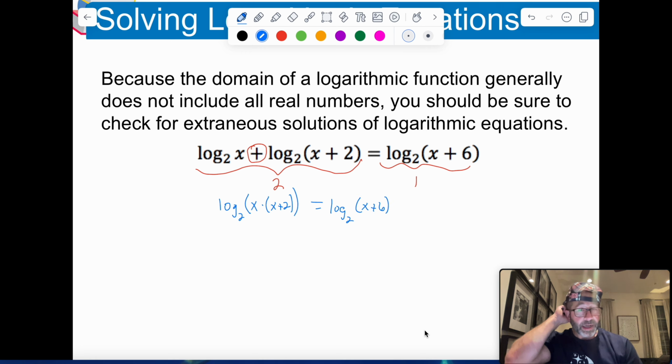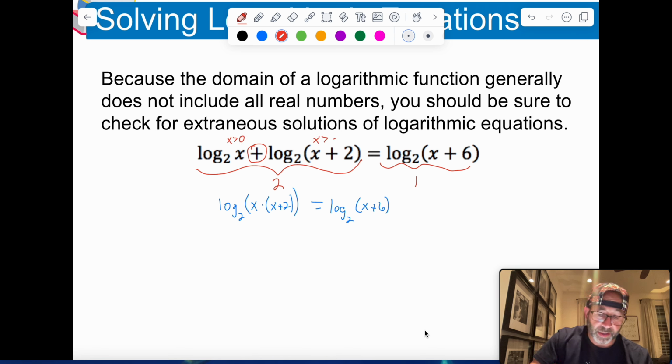Okay. Now before we move on with this, I forgot to actually mention right away in the beginning there that we should check for domain restrictions. x has to be greater than 0 here. x has to be greater than -2. And x has to be greater than -6. All right. Anything that is going to violate this means that we have an extraneous solution within the problem. We will go back and check in a moment here.